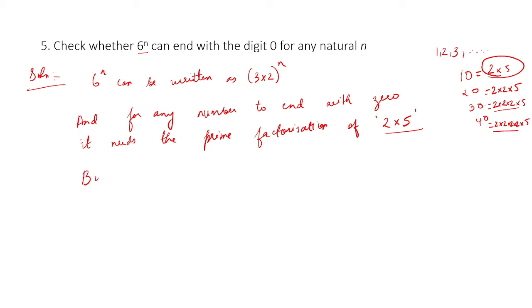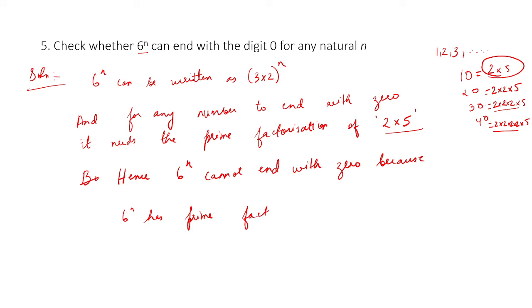Hence 6 to the power n cannot end with 0, because 6 to the power n has the prime factorization 3 into 2 to the power n. I hope you're getting it. For a number to end with 0 we need 2 into 5, but for 6 to the power n, no matter what, n could be any natural number.